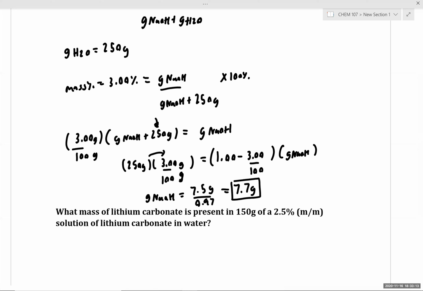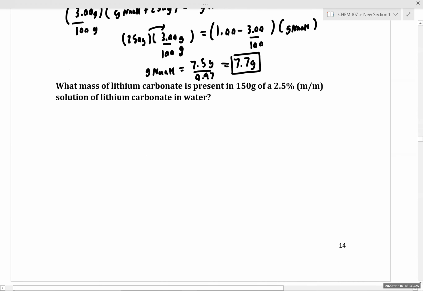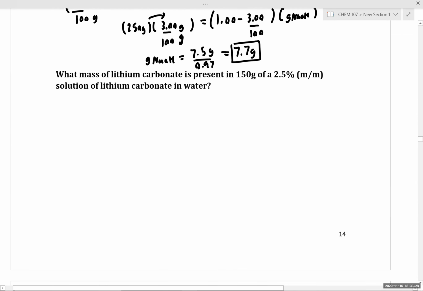Does this example make sense to everyone? Does this example make sense? Yes. Perfect. So then, let's do one more example to showcase another type of calculation.